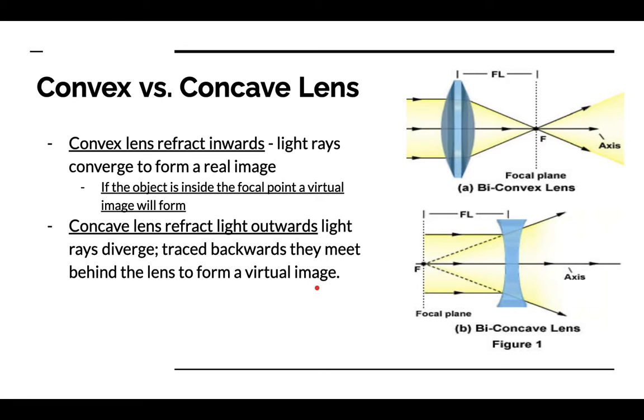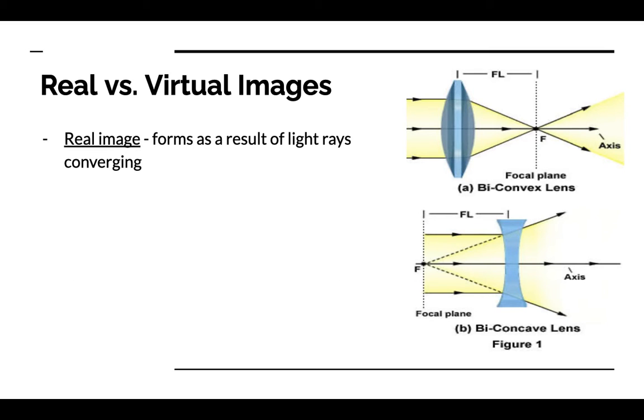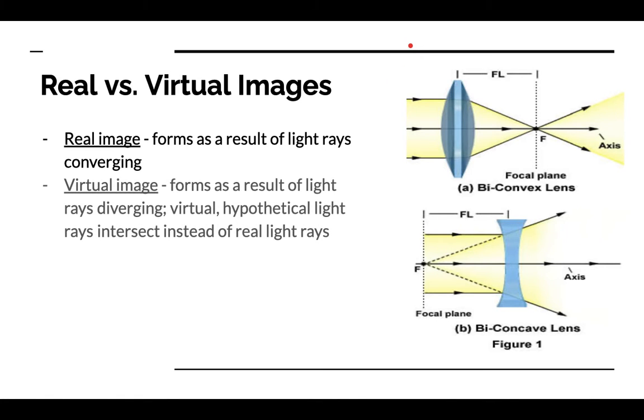So what distinguishes a real versus a virtual image? A real image forms as a result of light rays converging. Again, that's why with a convex lens, we noted in our lab that a real image formed, because we have real light rays converging and our image formed on the opposite side of the object we were looking at, just as I had mentioned earlier. Whereas a virtual image forms as a result of light rays diverging. There are hypothetical virtual light rays that we trace backwards and intersect, and this gives the resulting image that we see.